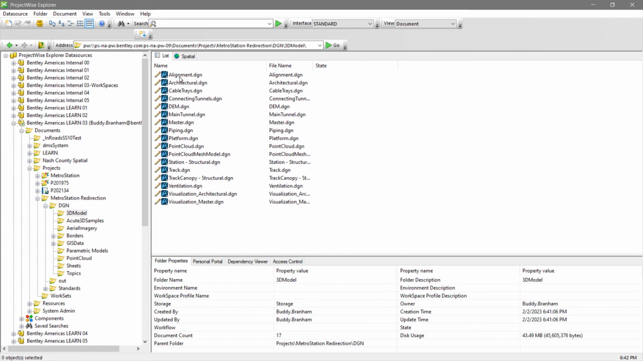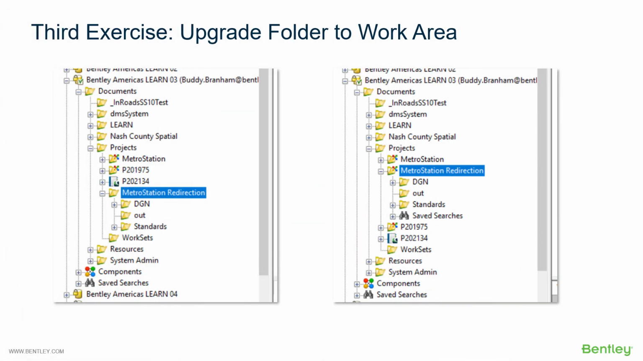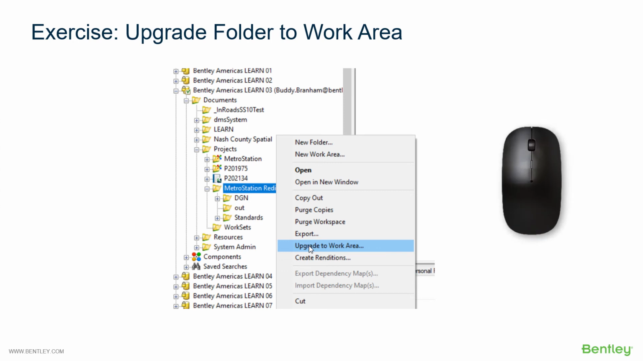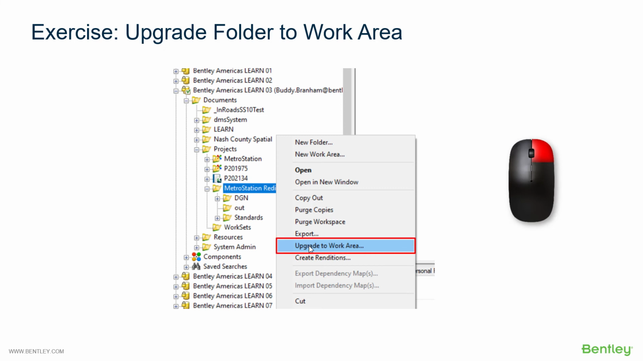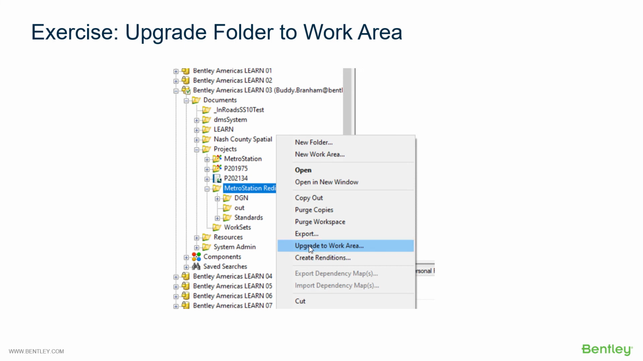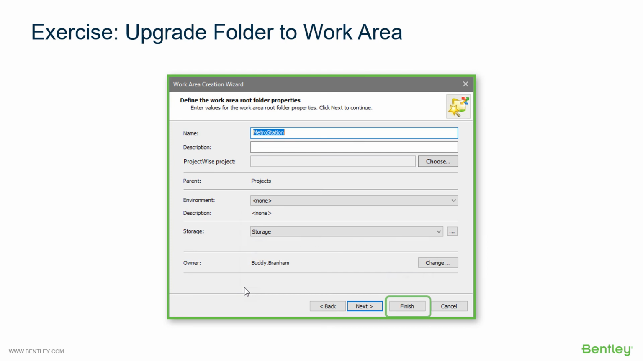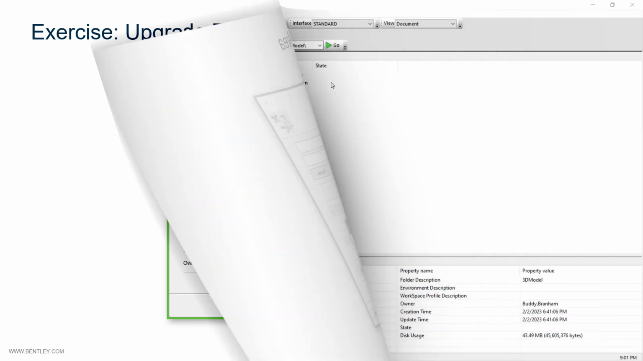The last thing we want to do in this lesson is to upgrade the folders to WorkArea. You'll notice the difference in the folder icons on the left and the right. This is the difference between a ProjectWise folder and a WorkArea. To create the WorkArea, we just simply right-click on the folder and select Upgrade to WorkArea. There are a couple of simple prompts we'll follow. We'll select Next, then select Finish, and that's all we need to do for this exercise.